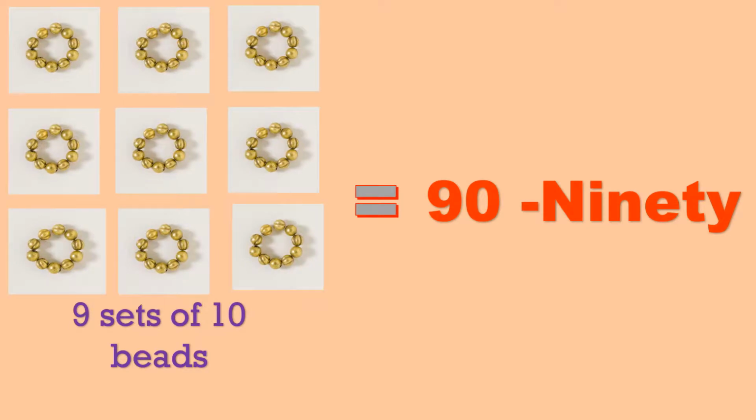Now we can see here 9 sets of 10 beads. 1, 2, 3, 4, 5, 6, 7, 8, 9 equal to 90 beads in all.